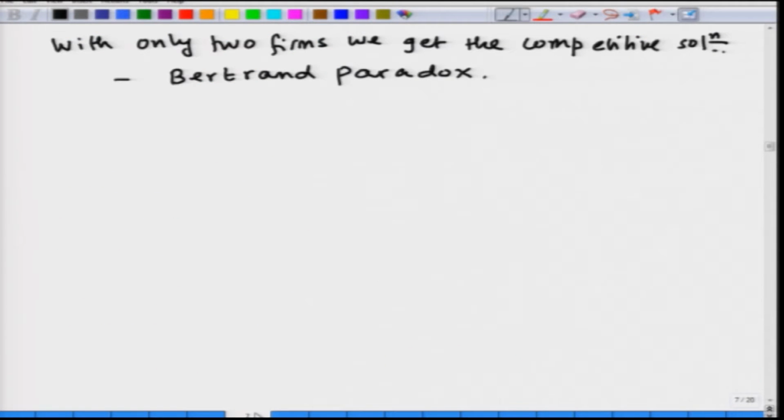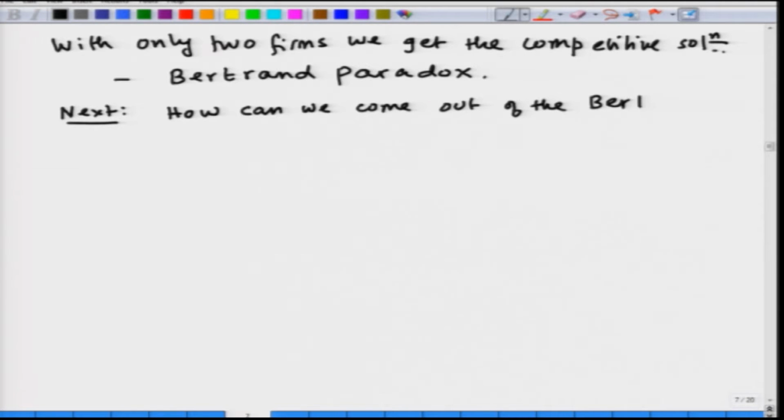What we want to do next is ask how can we come out of the Bertrand paradox. There are a couple of models that we will talk about. The first model that we will talk about is where we relax the assumption that the firms produce homogeneous goods and instead consider a model where the firms are producing differentiated products.